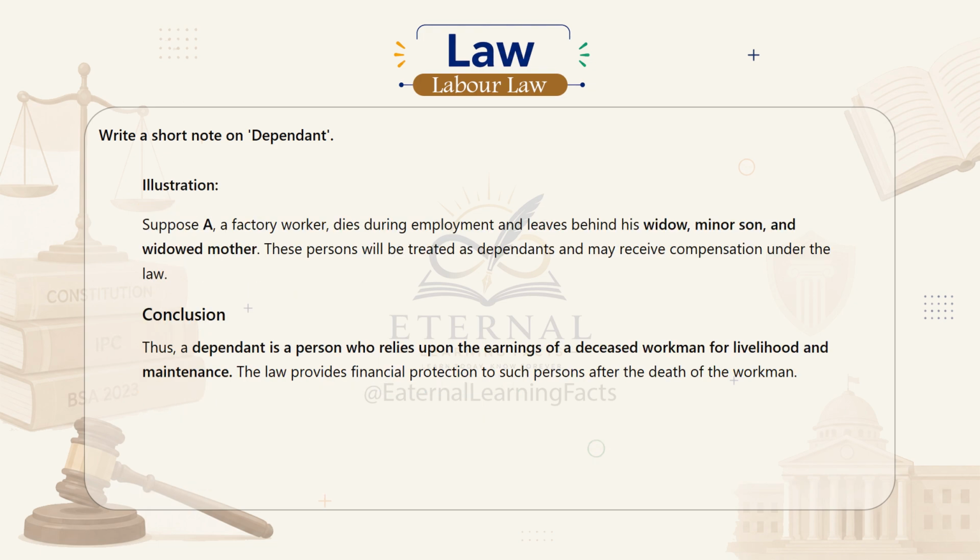Illustration. Suppose a factory worker dies during employment and leaves behind his widow, minor son, and widowed mother. These persons will be treated as dependents and may receive compensation under the law. Conclusion. Thus, a dependent is a person who relies upon the earnings of a deceased workman for livelihood and maintenance. The law provides financial protection to such persons after the death of the workman.